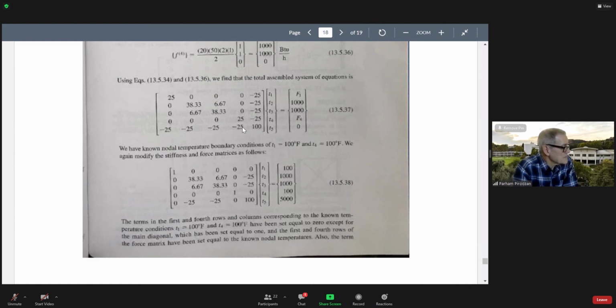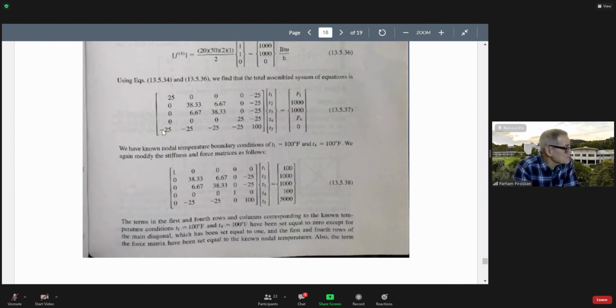But if we do it like this, it is not symmetric anymore. If we make it 0, we have to make this one 0, like what we did here. So in order to keep symmetry, we like to make this one 0. In order to make it 0, this one has to be multiplied by T4, which is 100. So negative 25 times 100 is negative 2,500. Negative 2,500 coming from here and negative 2,500 coming from here makes it negative 5,000. Take it to the other side, it makes it 5,000.